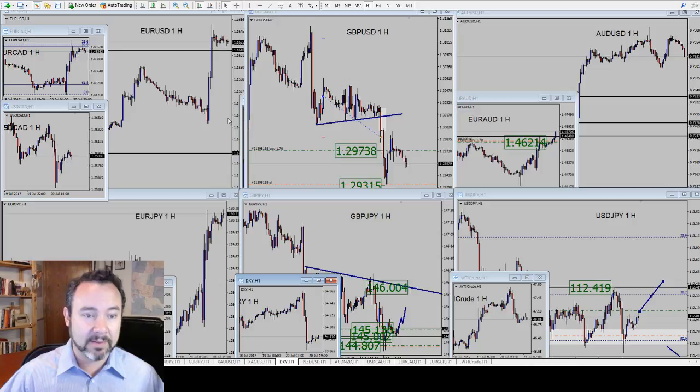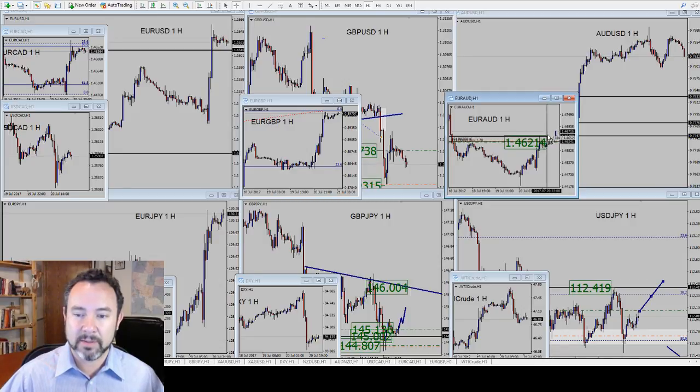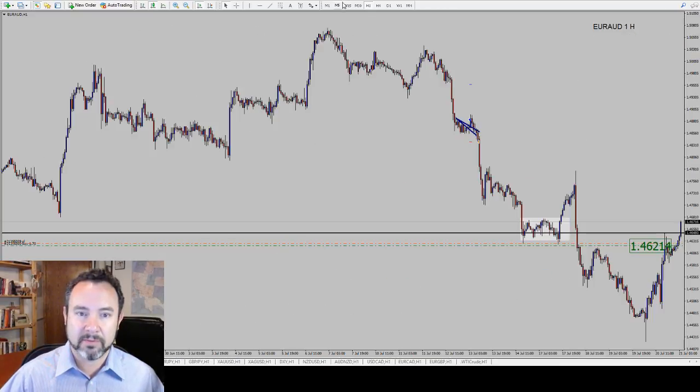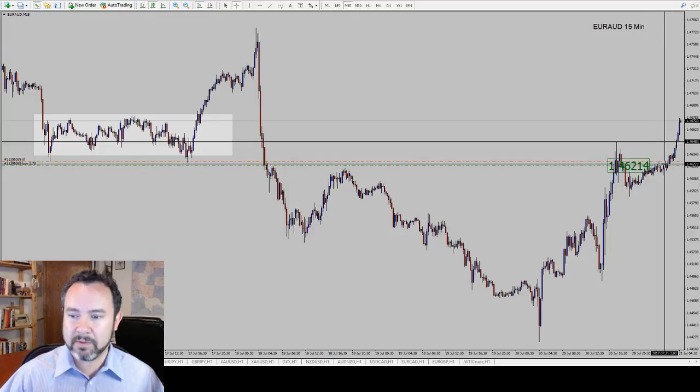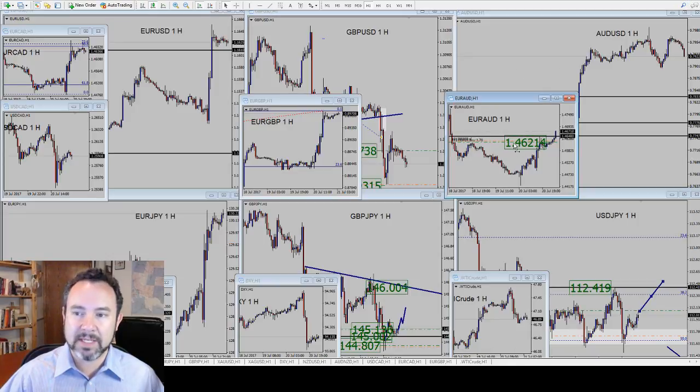I have a buy on pound dollar, a buy on the pound yen, 2 buys on the pound yen. One's in nice profit, one's about break even. I have a long buy on the dollar yen and a long on the Euro Aussie, which is doing pretty well here. Up around 50 pips or so. Yeah, 50, 48, 50. I do not think it's too late to get in on that train.